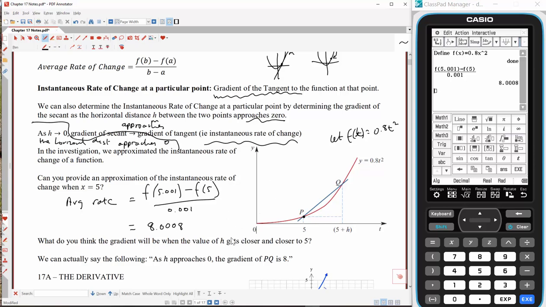So what do you think the gradient will be when the value of h gets closer and closer and closer to 0? Want to take a punt? Well, the answer, I believe, is it's going to get closer and closer and closer to 8. Let's just see what happens. I'm going to drop another couple of zeros there and a couple of zeros there. Okay, so getting closer.